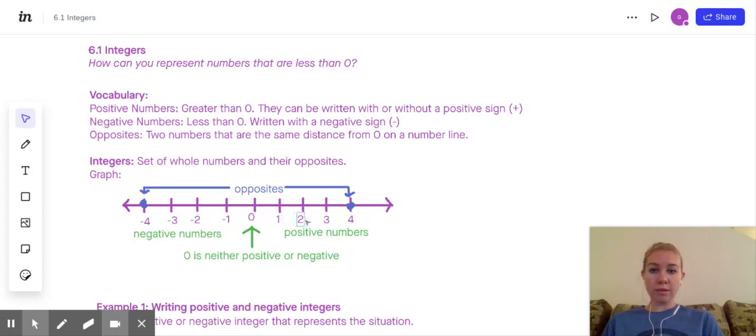So 1, 2, 3, 4 spaces from 0. Now let's count -4. 1, 2, 3, 4. Also 4 spaces. So that's what makes those numbers opposites. The same amount of spaces from 0.